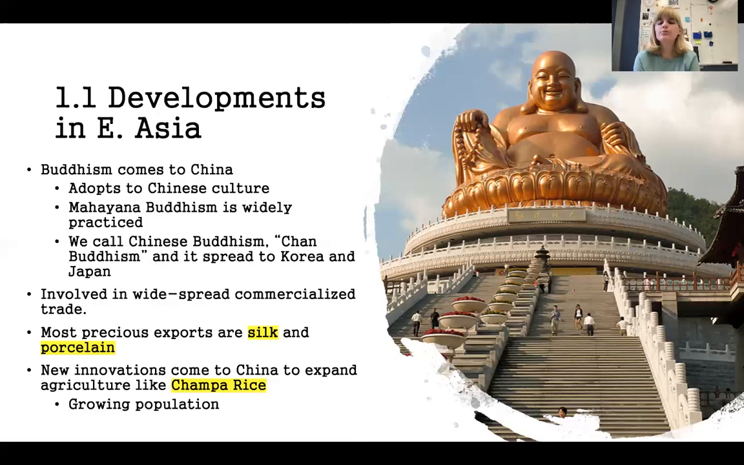But Champa Rice will be important because historically, you could only grow rice once a year. But Champa Rice is a form of rice that you can grow twice. That means you can grow twice the amount of food. That means you can have twice the amount of people to feed. So China's population is going to explode. It's going to be a very, very big population.